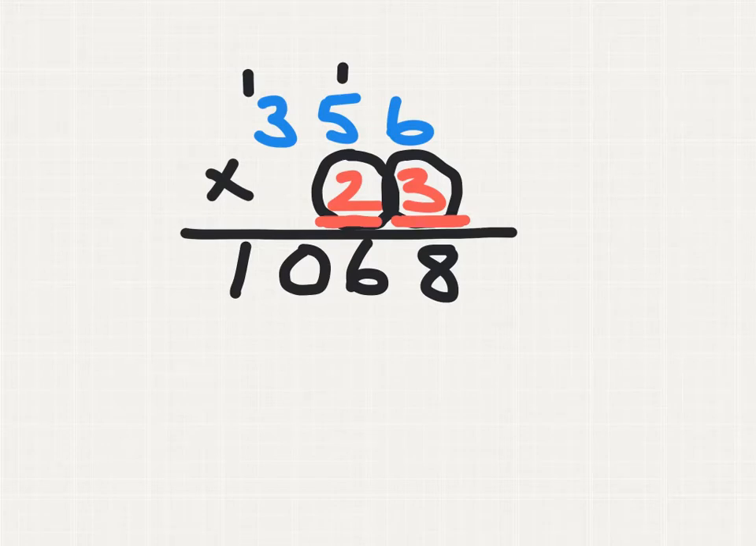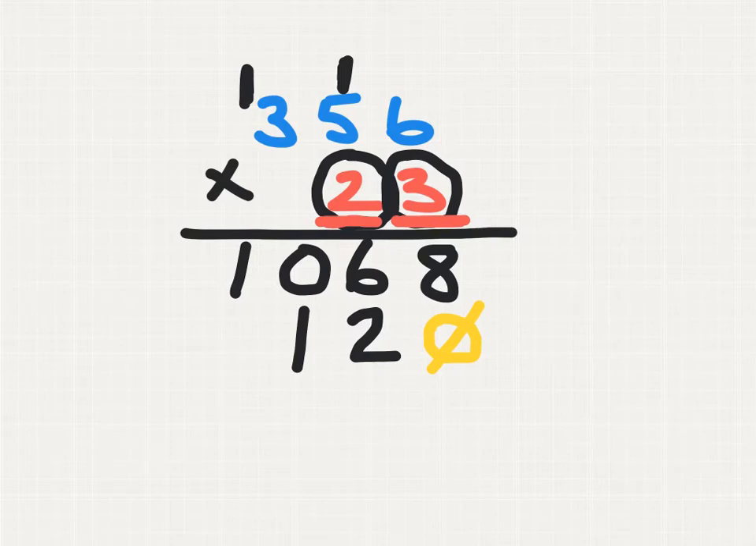The next thing I need to do is put a placeholder. Now, the reason why I'm putting a placeholder here in the ones place is because the 2 that I'm multiplying is in the tens place. My first result needs to go in the tens place. So 2 times 6 is 12. I bring down the 2, carry the 1. 2 times the 5 is 10, plus the 1 is 11. I bring down the 1, carry the 1. 2 times the 3 is 6, plus the 1 is 7.